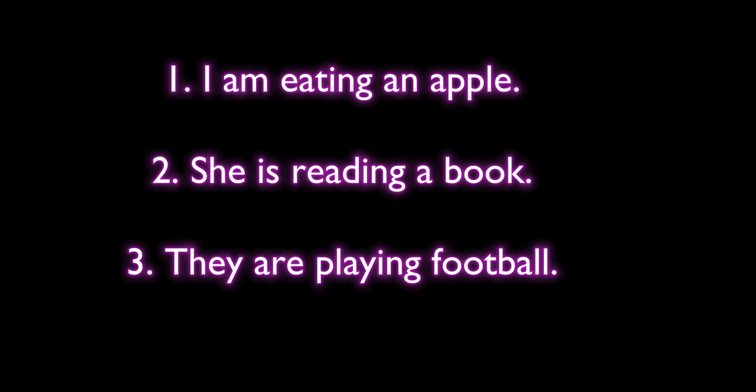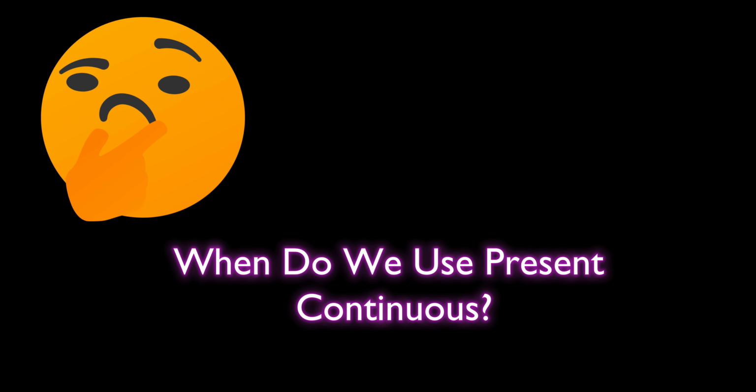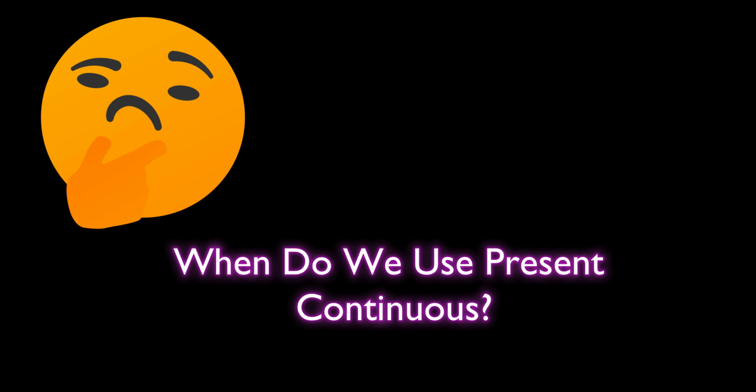1. I am eating an apple. 2. She is reading a book. 3. They are playing football. Simple, right? When do we use present continuous? We use present continuous when something is happening right now. For example, the sun is shining. The baby is crying. We are learning English.